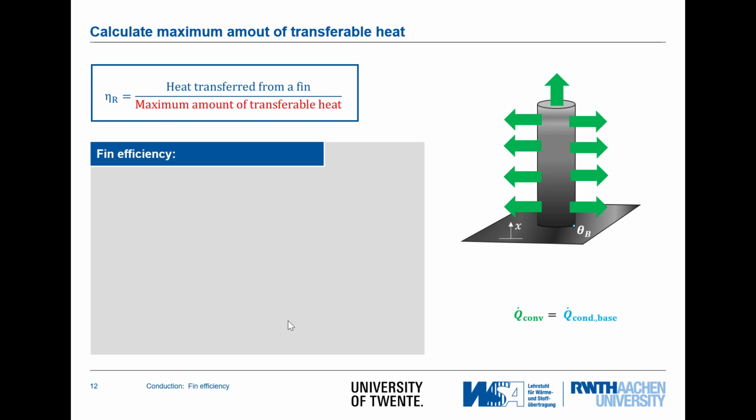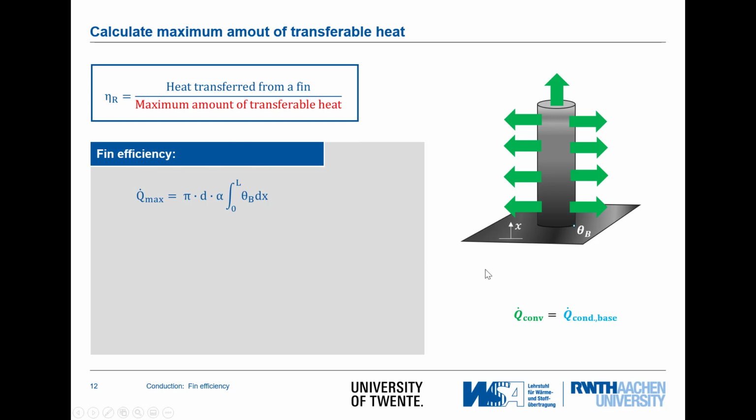Now, how can we calculate in the next step the maximum amount of transferable heat? We do the same approach. We start with an integration of the heat that is transferred across this surface. And now we have to integrate. We cannot get along with that problem.